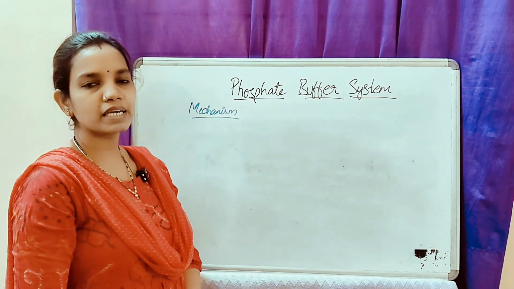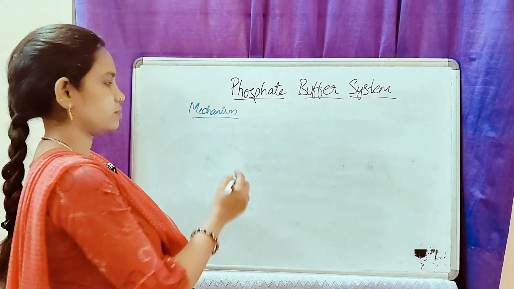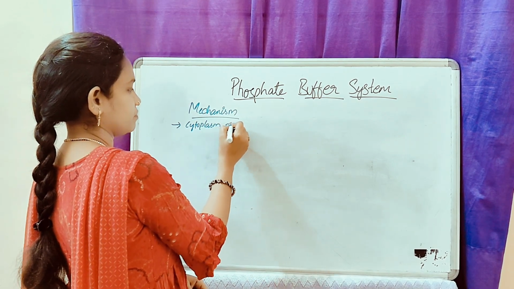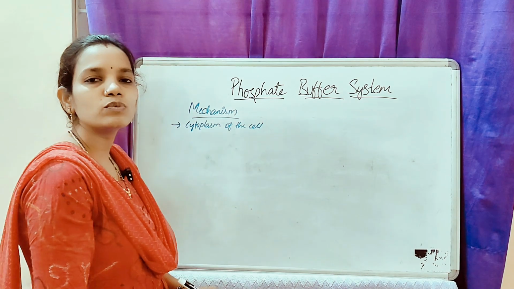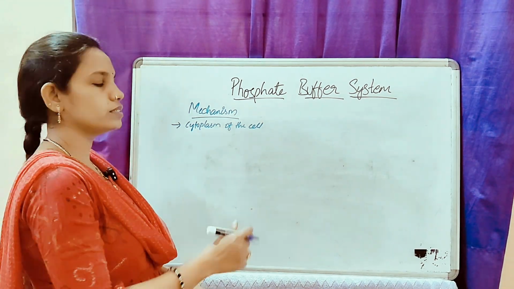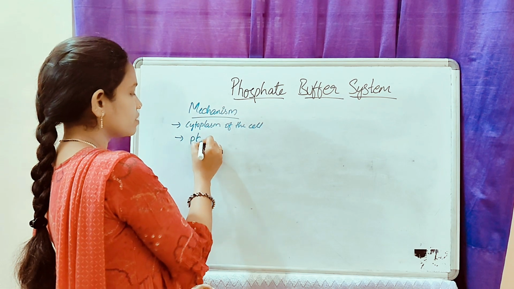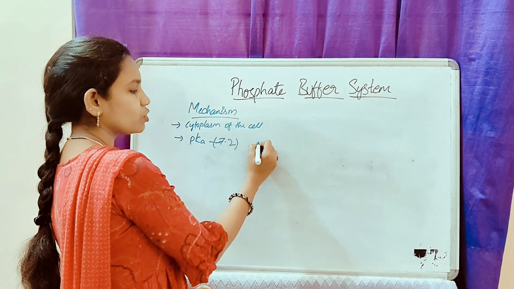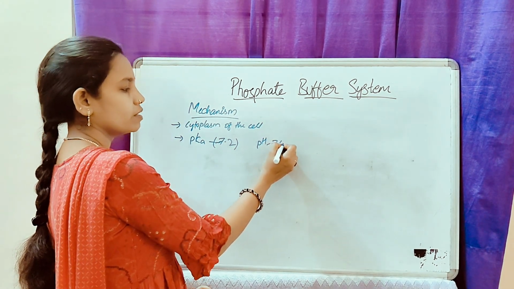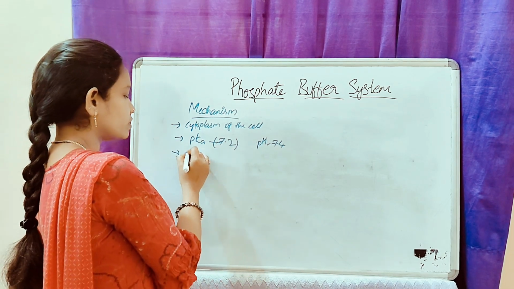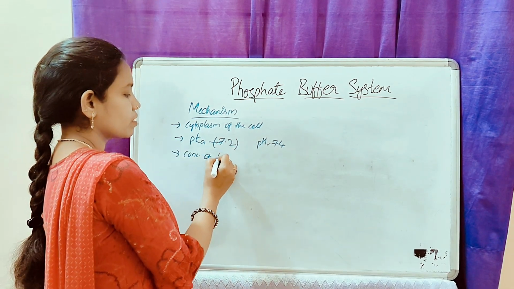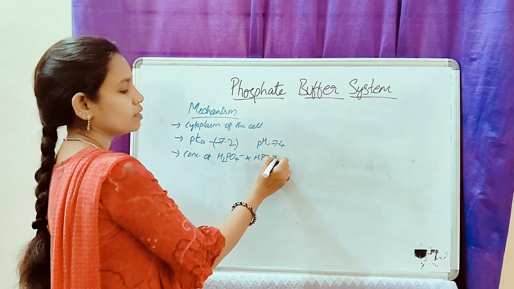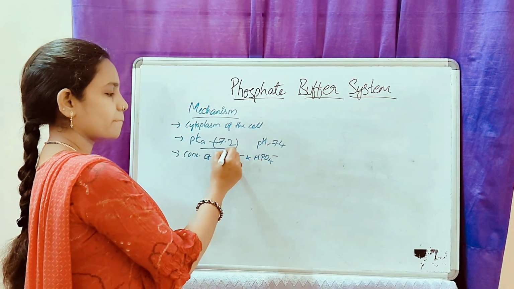The phosphate buffer system mainly works inside the cytoplasm of the cell. Why does it work inside the cytoplasm of the cell? Because its pKa value is 7.2, which is very close to the physiological pH, that is 7.4. And also the concentrations of dihydrogen phosphate and monohydrogen phosphate are ideal for buffering at this pH.